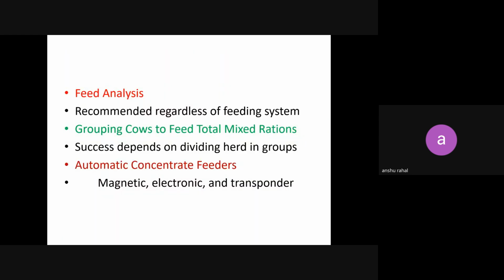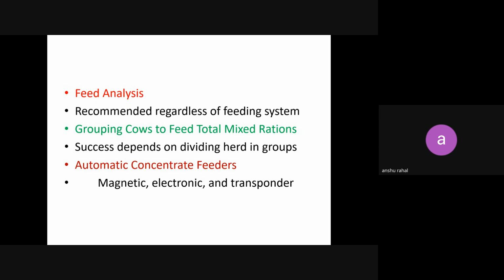Before feeding the animals with the ration, first you should go for feed analysis, because if you know the approximate composition of the feed ingredients which you are using for formulation of the ration, then you can prepare the ration judiciously, because it will give you an idea of how much of the nutrients need to be given to the animal depending upon its body weight.